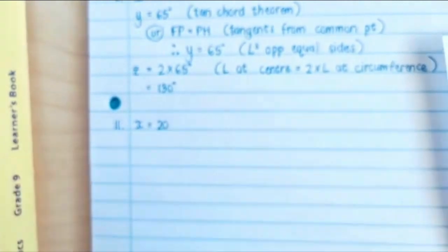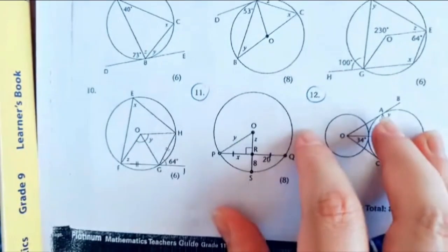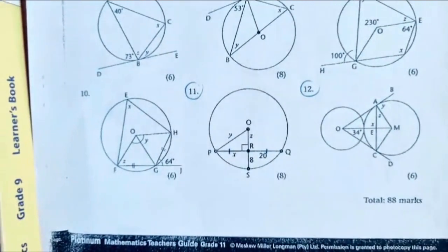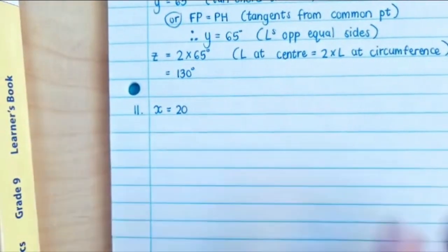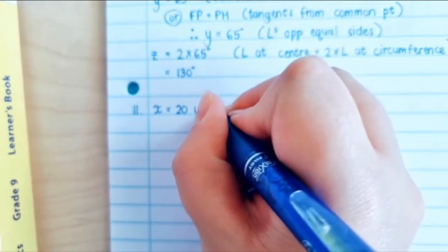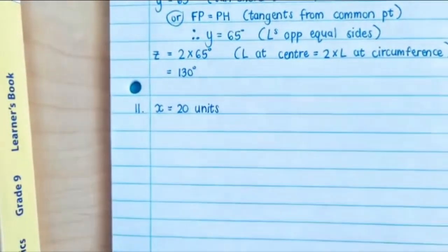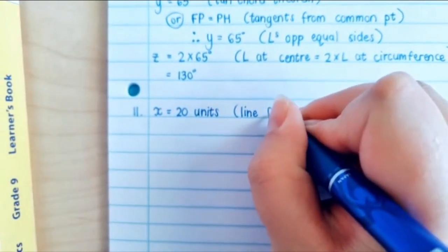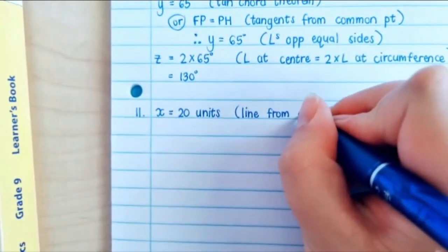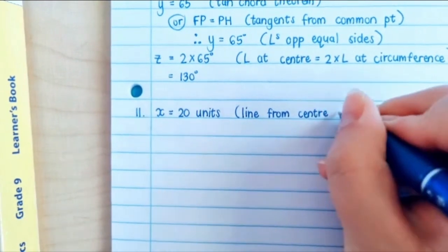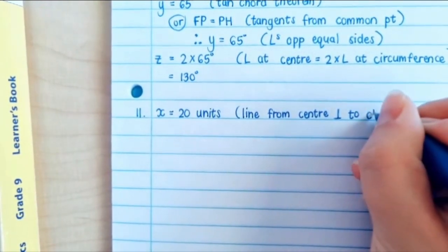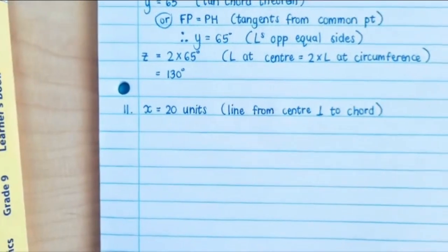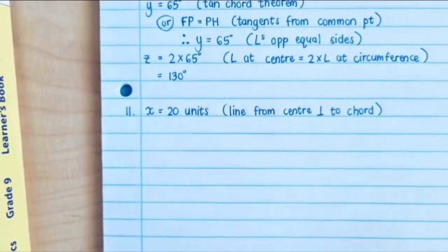Now, guys, it's not 20 degrees, please. We need to pay attention to what we're finding. X is a length of a line here, of a side. So x is 20. You can say 20 units, but don't put 20 degrees, please. It's not an angle. So if you want to put a unit there, you can just say units. And the reason for that is line from center perpendicular to chord. All right, that is important. Line from center perpendicular to chord. Okay, so we found x.